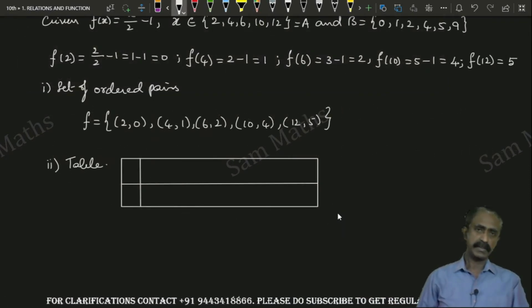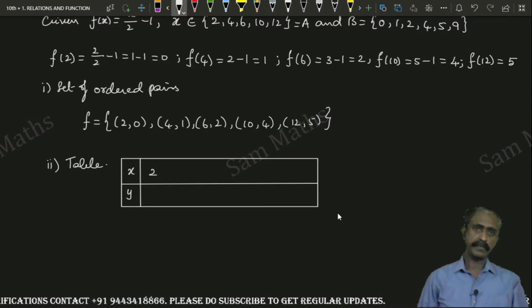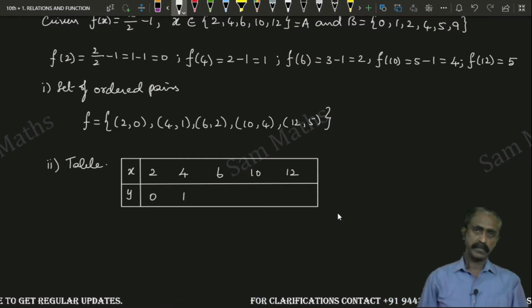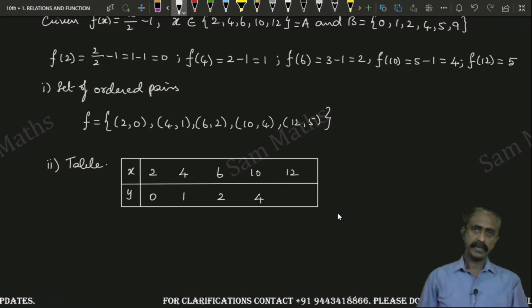Table: the first row is the x value, the second is the y value. Here I am taking 2, 4, 6, 10, 12. The image of 2 is 0, of 4 is 1, for 6 it's 2, for 10 it's 4, for 12 the image is 5. This is the required table.